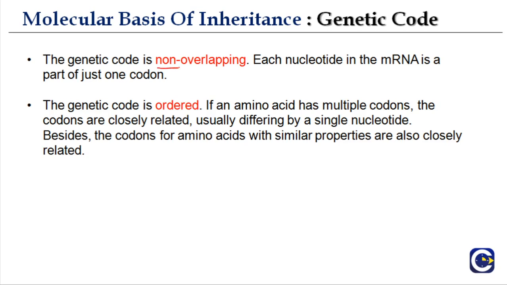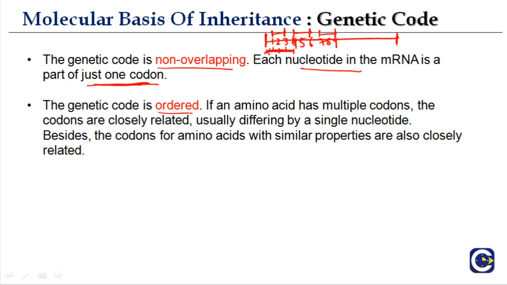The genetic code is non-overlapping. Each nucleotide in the mRNA is part of just one codon. If you again look at the sequence that we have been looking at hypothetically for so long, 1, 2, 3 will code for the first codon, 4, 5, 6 will code for the second codon, 7, 8, 9. So it will never happen that 1, 2, 3 is the first codon and then 2, 3, 4 is the second codon. This will never happen, okay? So once a nucleotide is in one codon, it is non-overlapping. Each nucleotide is a part of just one codon, okay?